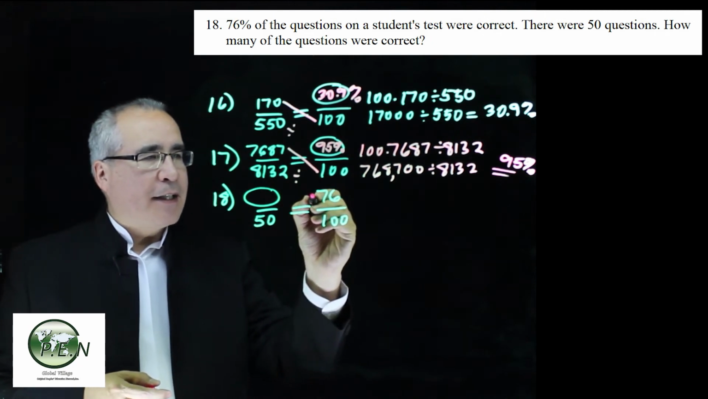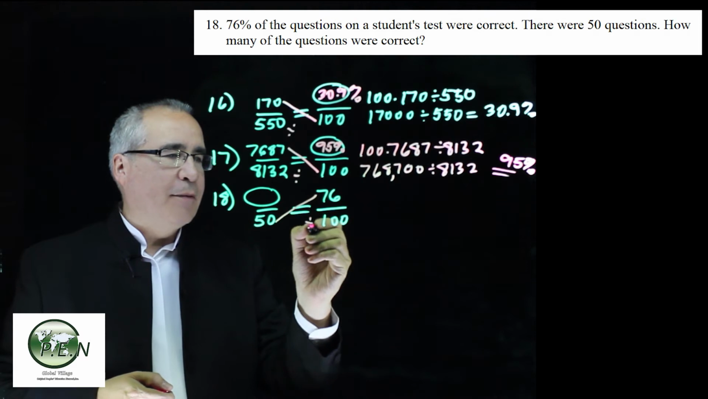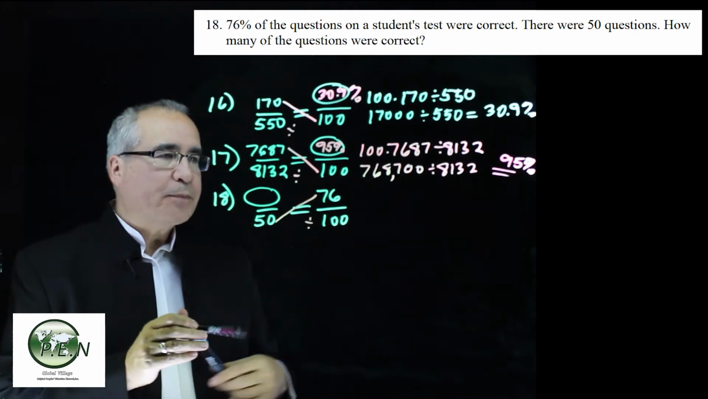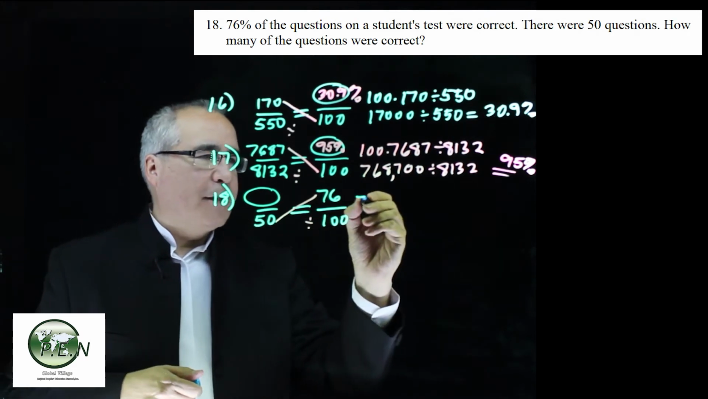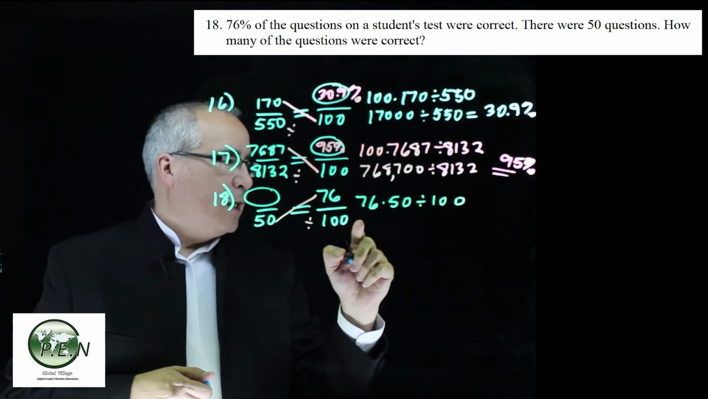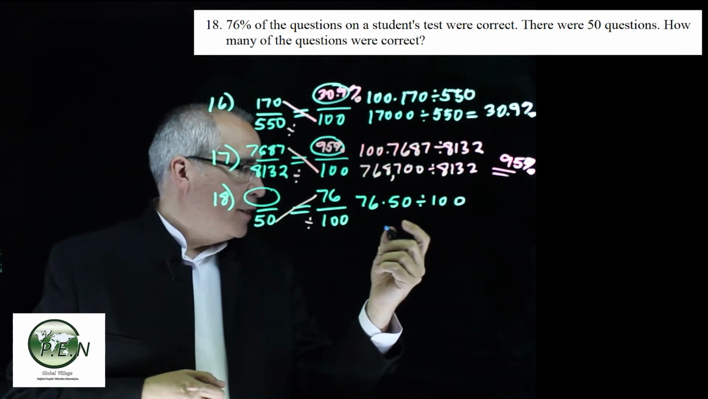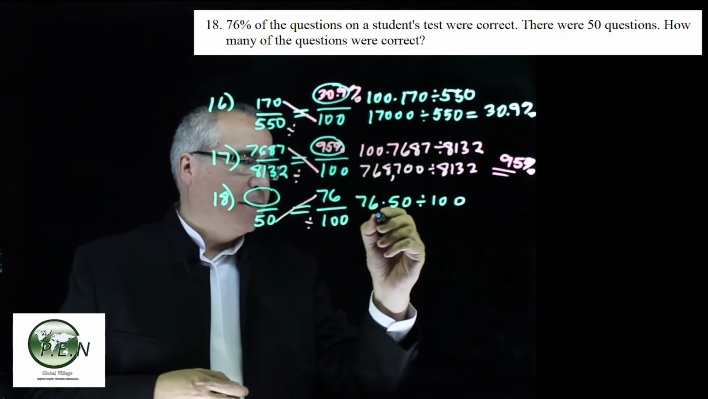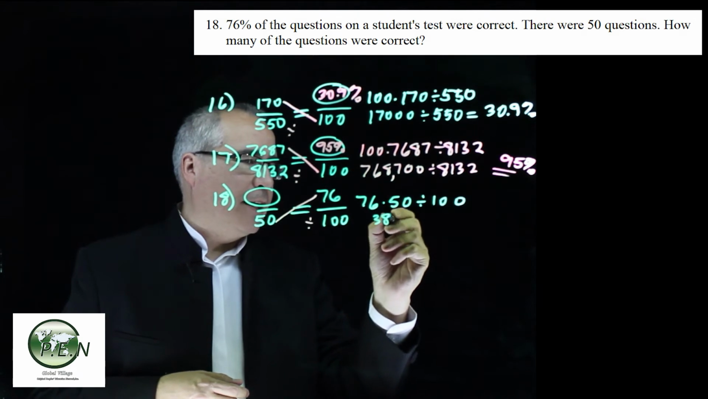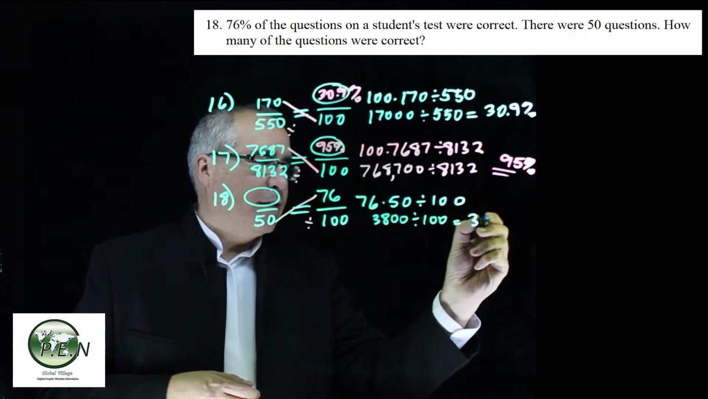Now this one is a different setup, but we go crosswise to multiply, and then we're going to divide by 100. So we'll take our 76 times 50 and then divide by 100. 76 times 50 gives us 3,800. We divide by 100, that gives us 38.